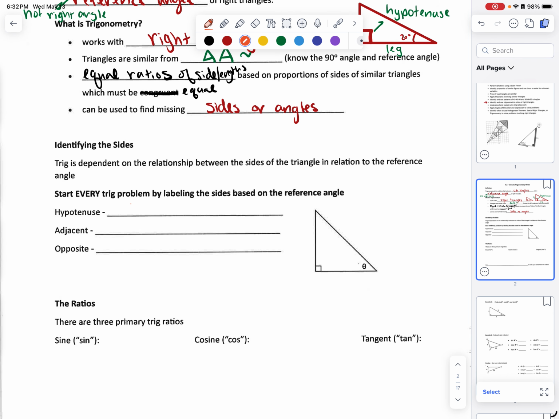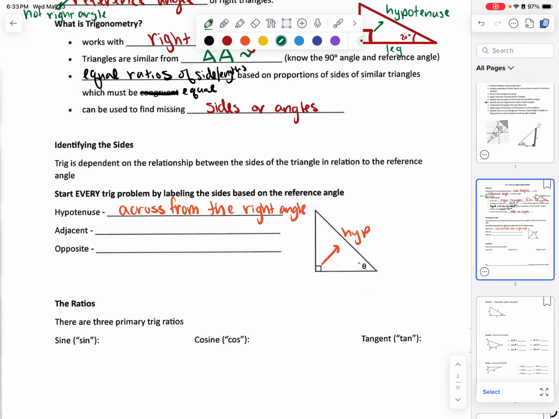The hypotenuse is always across from the right angle. So I like to find that right angle, draw an arrow, and I know that will be the hypotenuse. Now, good news is the hypotenuse is easy. It is not going to switch up on you. The hypotenuse is always the hypotenuse, and we are not going to worry about it switching.